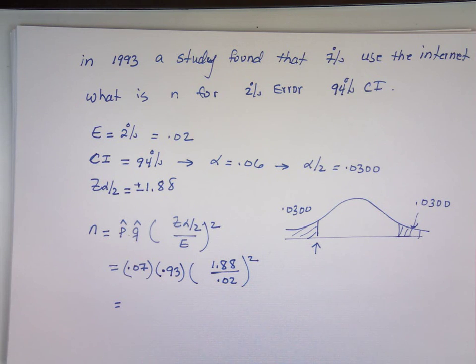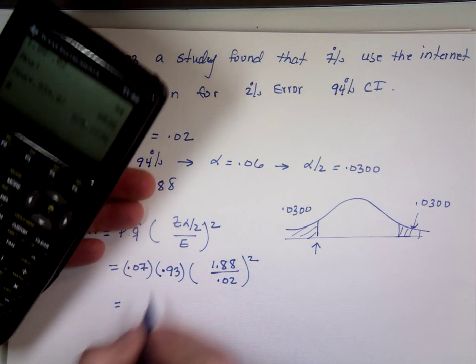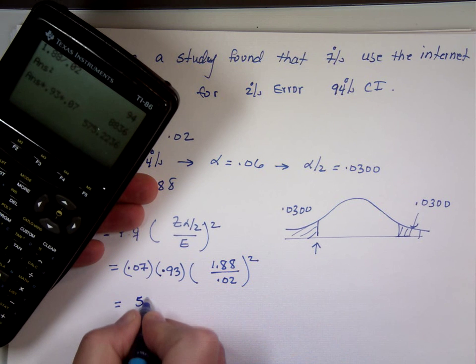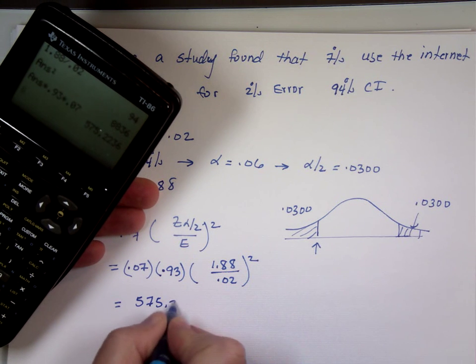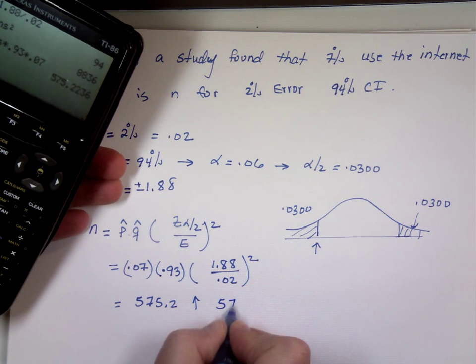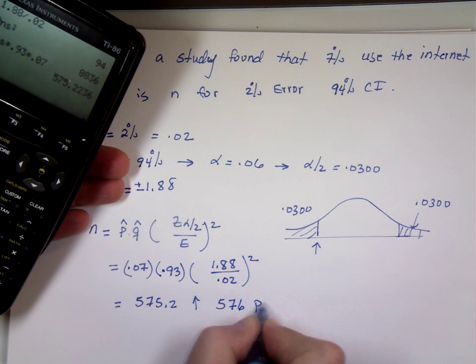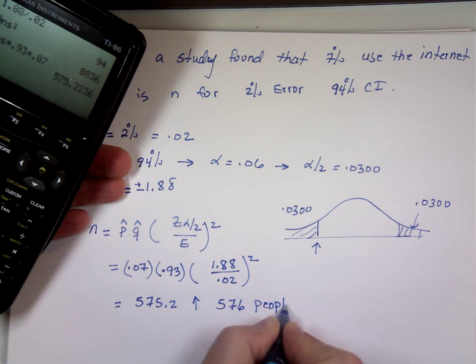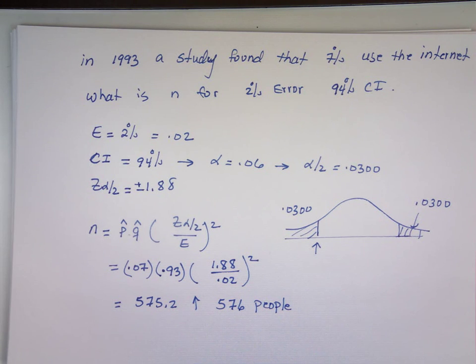It says I should test a sample of at least 575.2 people, which means you round it up. I should test a sample of 576 people to see what percent of the people today use the internet. So notice I'm using a number from 1993, an old number, to tell me how big the sample size should be today to see if the percentage is different.